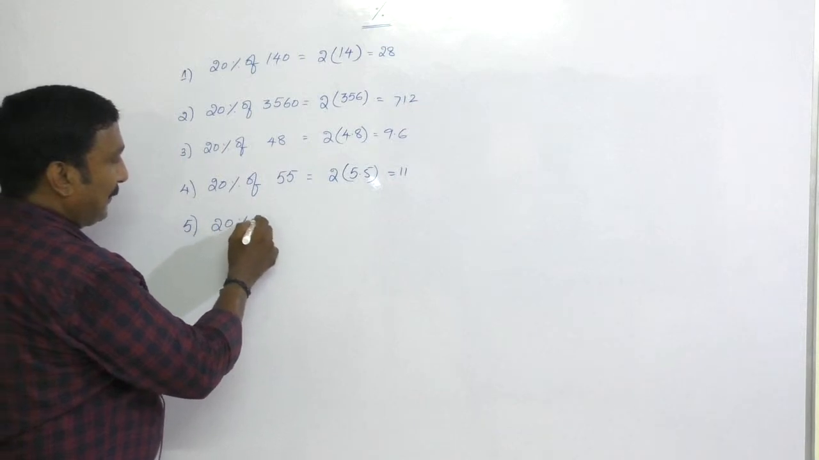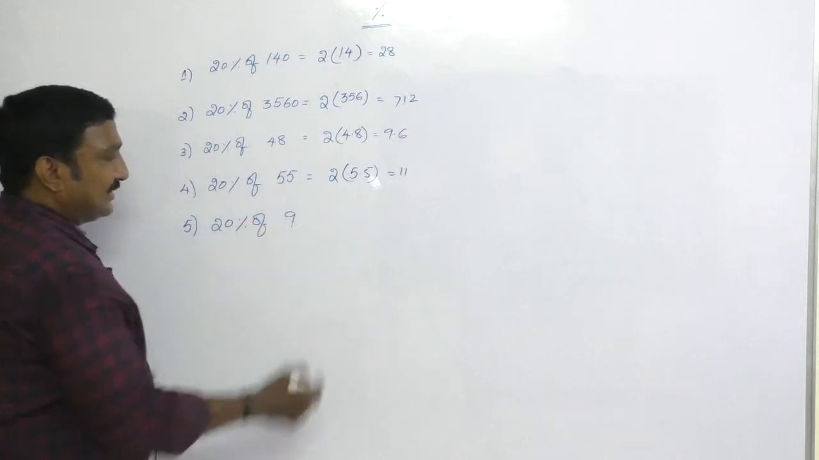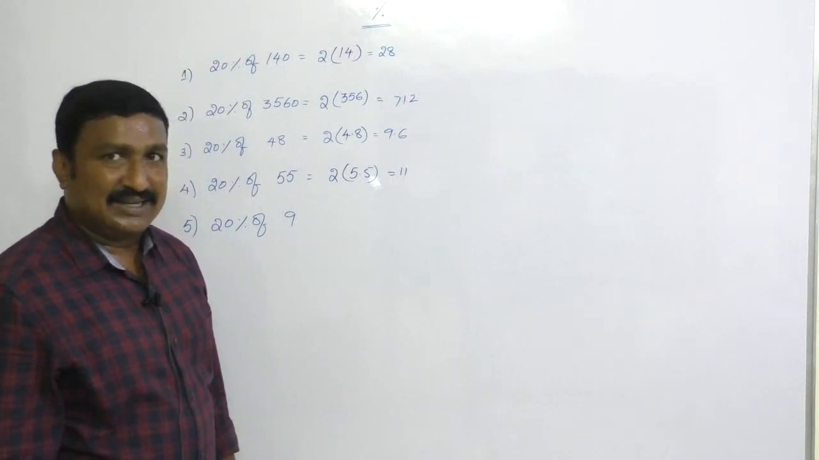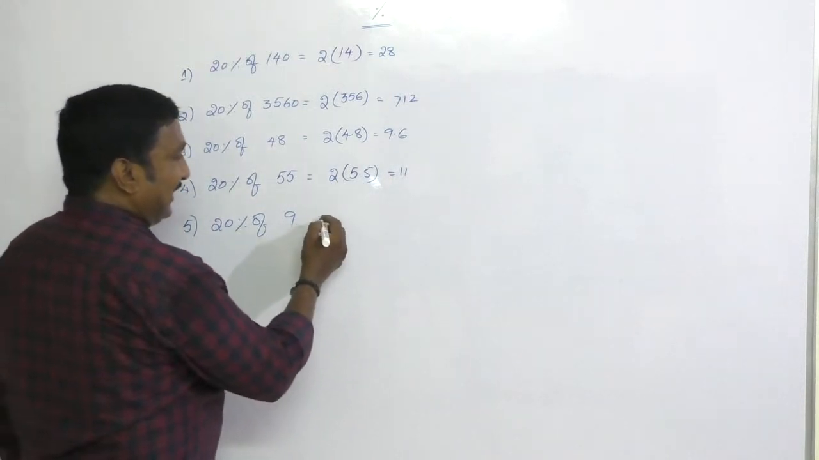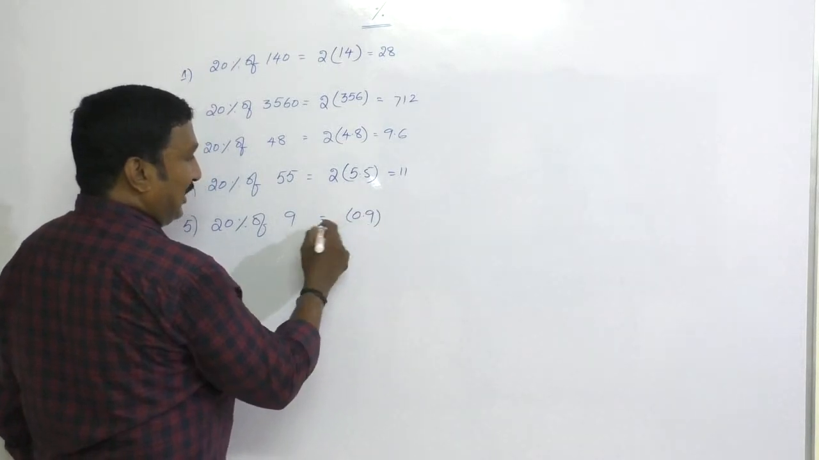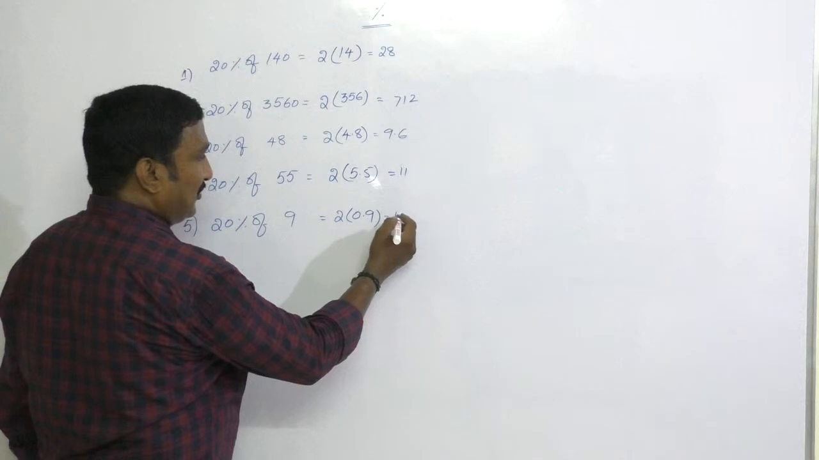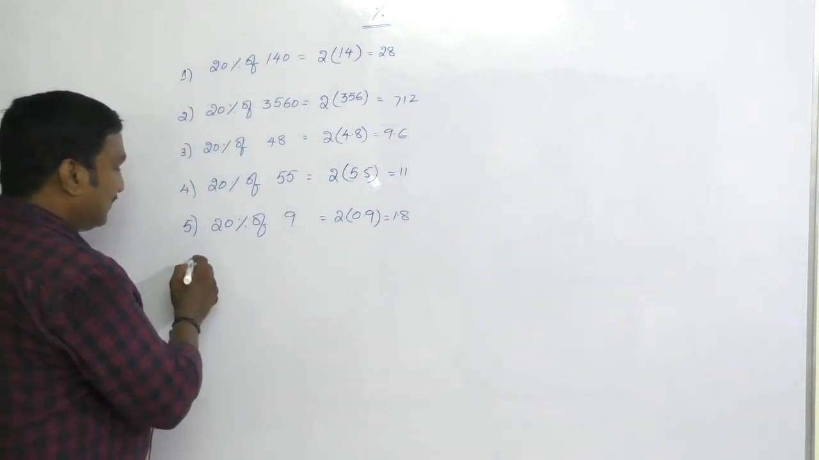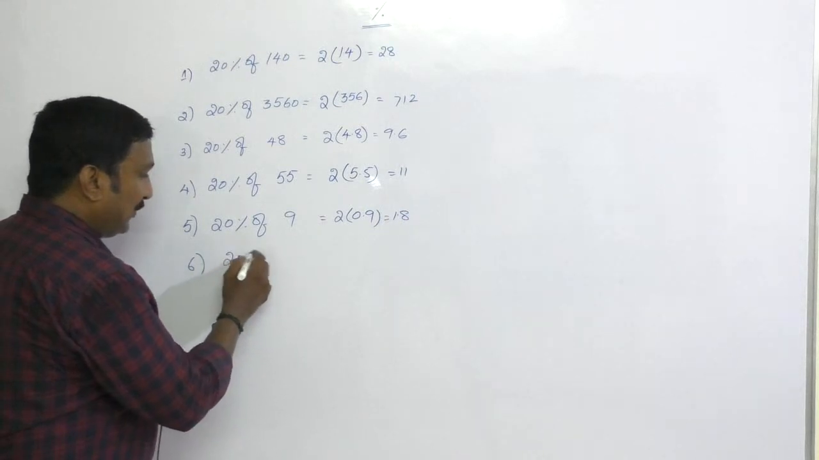Similarly, 20% of 9. So what is the 20% of 9? First I will calculate the 10%. What is the 10% of 9? 10% of 9 means 0.9. Then I have to multiply it by 2, which is equal to how much will it come? 1.8.